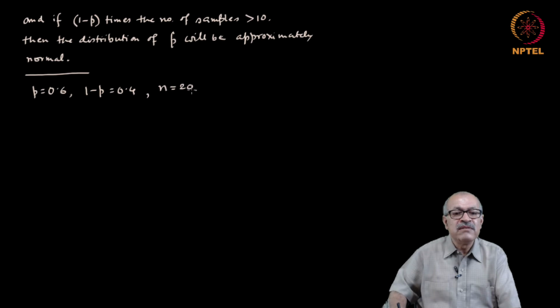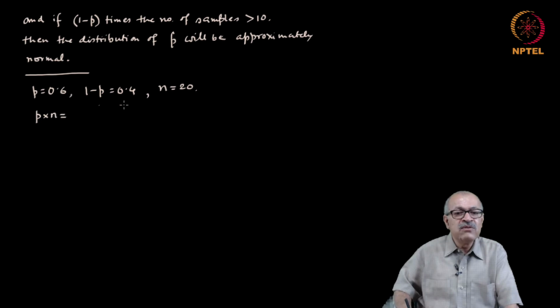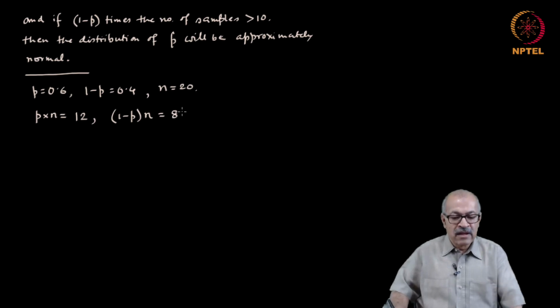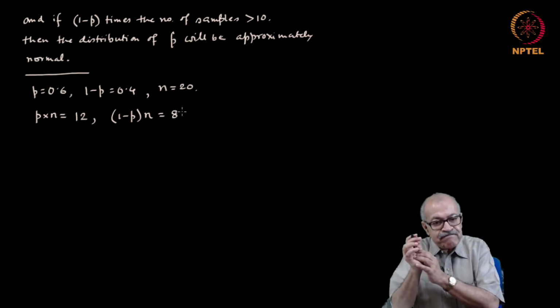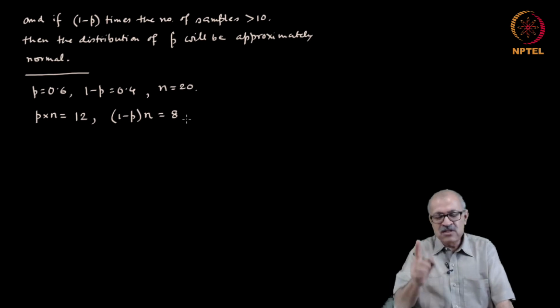N is equal to 20. Then it will become P times 20, which is P into N. P into N will be 12 and 1 minus P into N will be 8. So, obviously, this is not bigger than 10, and therefore, in this collection the normal distribution will not apply.